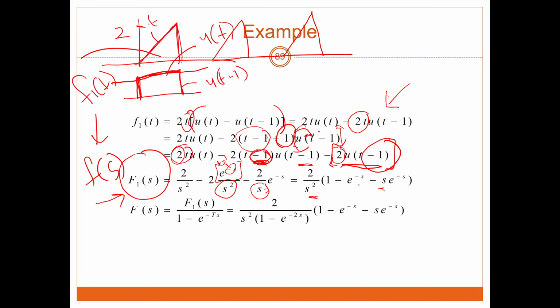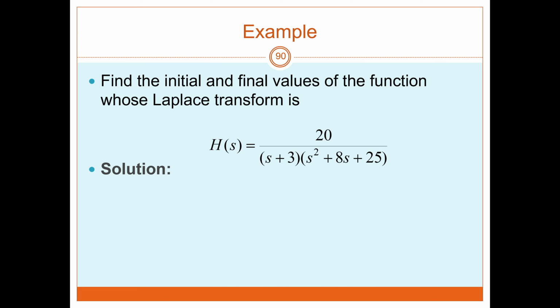But since it has a period, we are going to use the formula given in the table. So F1(s) divided by 1 minus e to the minus Ts. We identify the period T and also the F1(s) and substitute in the equation. We will get this one. All right.